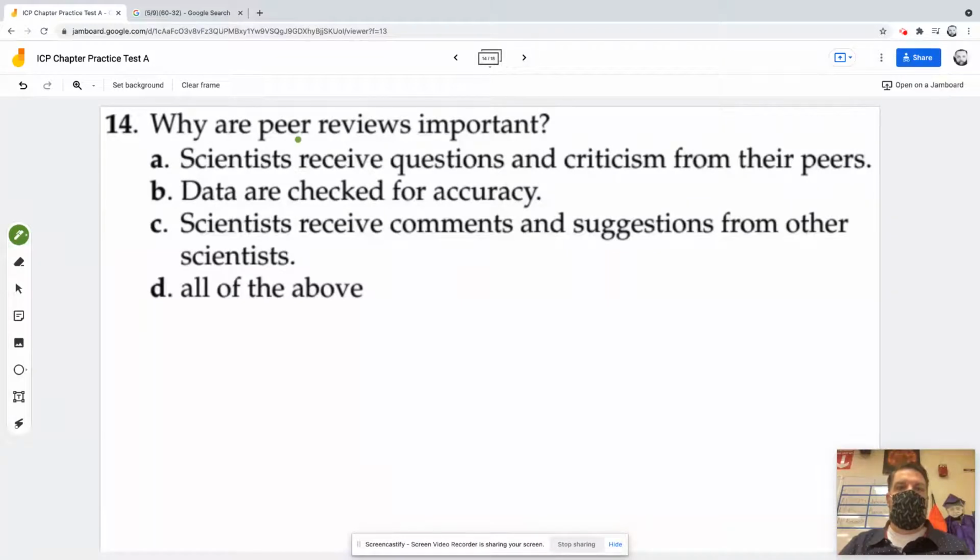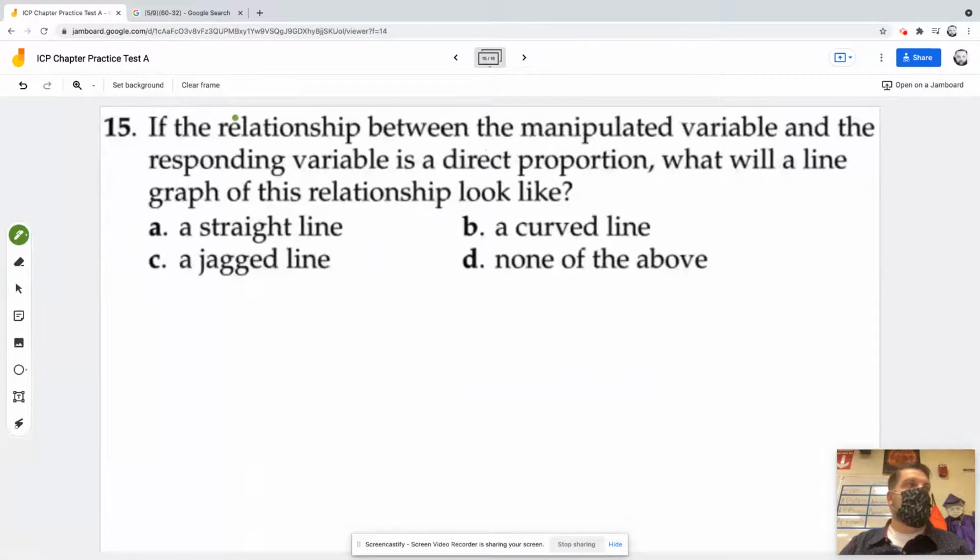14. Why are peer reviews so important? Scientists receive questions and criticisms. We called that feedback yesterday. Yeah, the data's checked for accuracy, and scientists receive comments and suggestions. It's D, all of the above, right? Good job. You guys are going to ace this test on Monday.